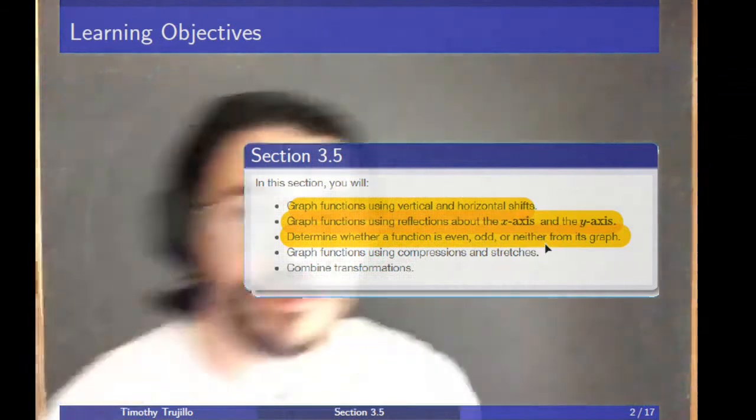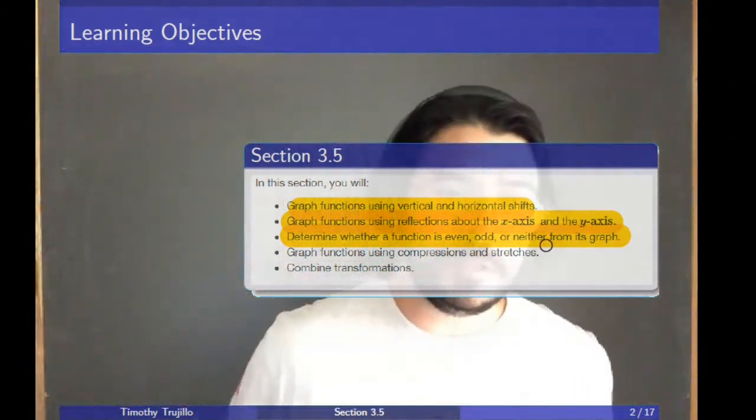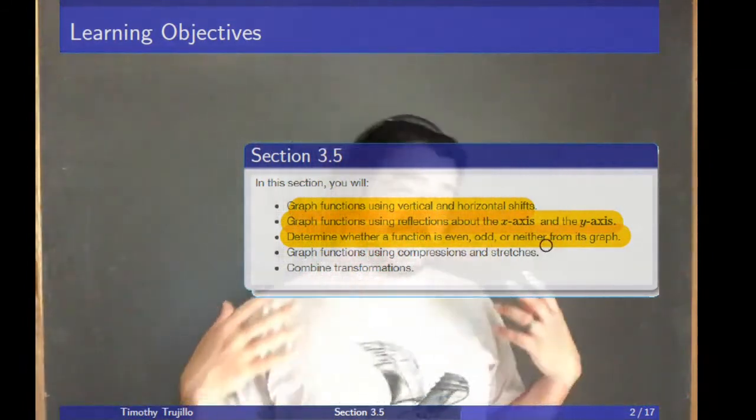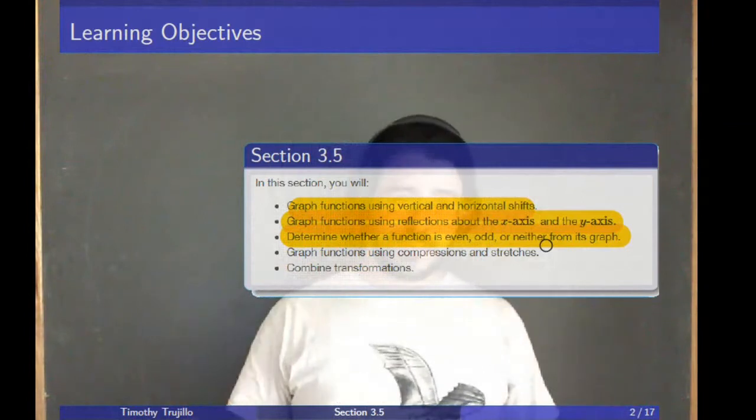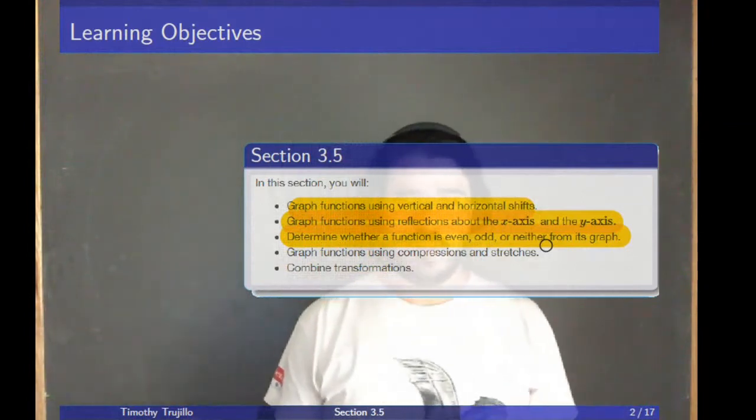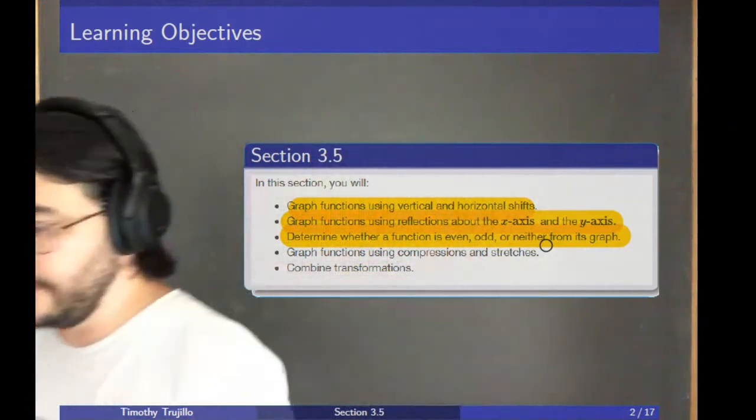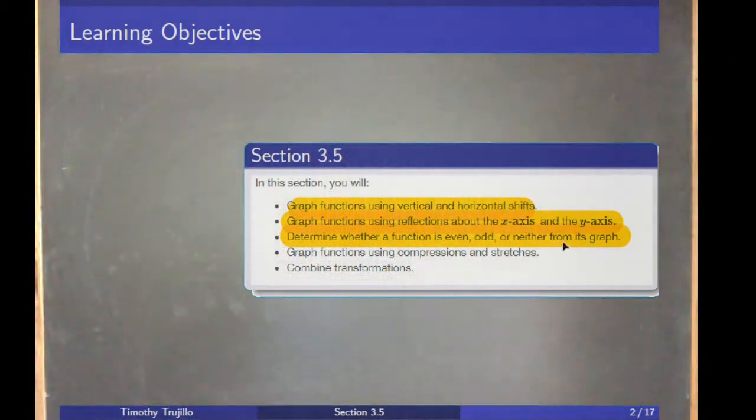This is going to be really important for those of you going on to calculus, because if you can recognize something as even or odd, you can exploit that symmetry, and you can save yourself a lot of headache and time in a calculus course by sort of bypassing a lot of the details that you would normally have to use.